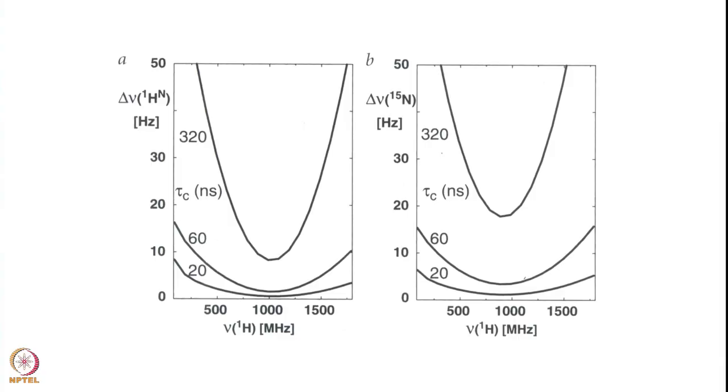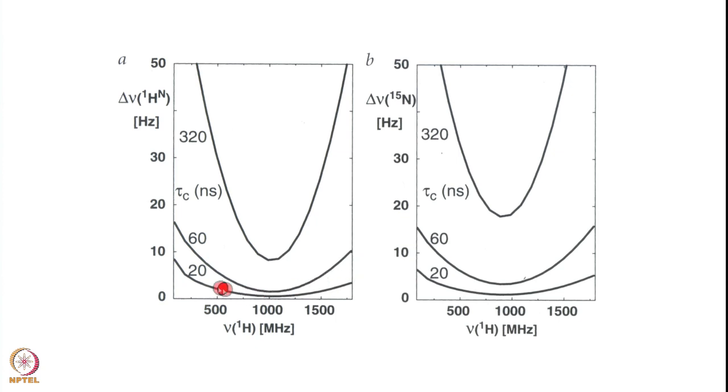Here is the slide which shows the line widths in the protein signals according to the molecular size. What is plotted here is line width on this axis, this is for the amide protons, and this is for the N15, and on this axis is the spectrometer frequency in megahertz.